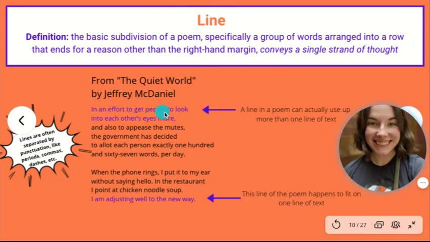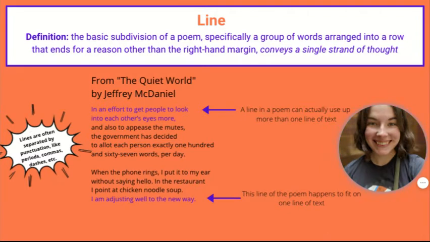These first 2 lines of text here are a line of poetry, and this line of text here is a line of poetry. When I say lines of text, I literally mean like this is a line and then it stops, and then this is a line and this is a line and this is a line. But a line of poetry is basically a single strand of thought. So the first line of this poem is, in an effort to get people to look into each other's eyes more. Okay, that's a single strand of thought.